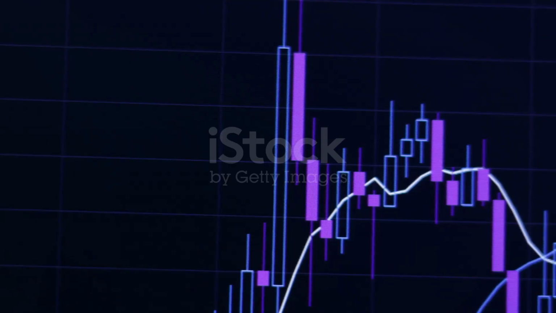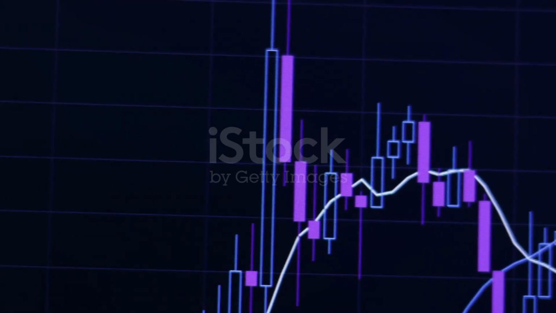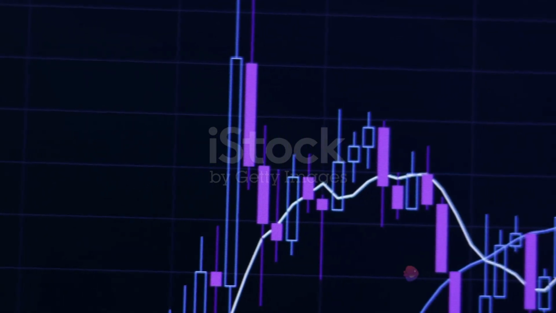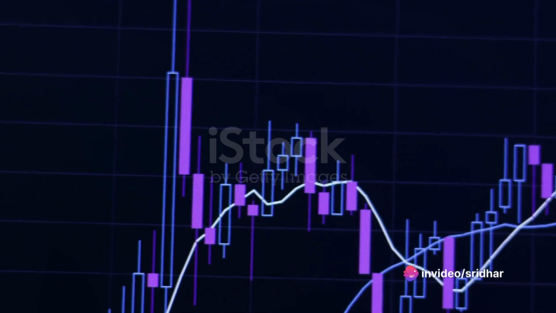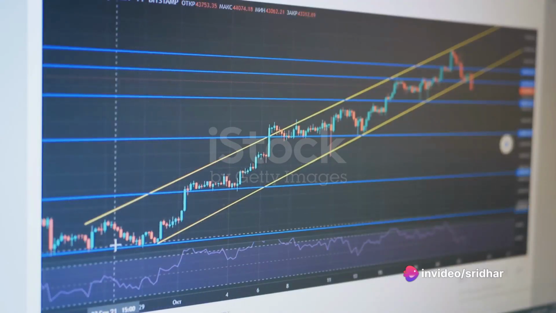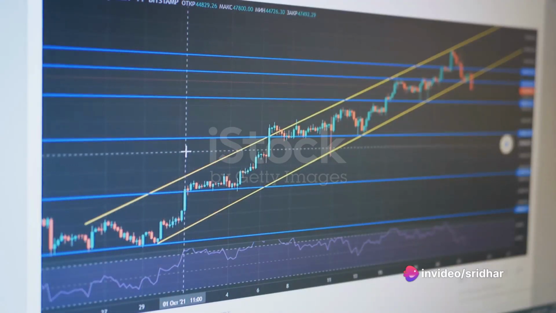Next up, we have trend lines. Picture a line that you draw on a graph, connecting the swing highs in a downtrend or the swing lows in an uptrend. This is your trend line. It helps traders visually see a market trend and provides areas of support and resistance, which can be incredibly helpful when deciding when to enter or exit a trade.